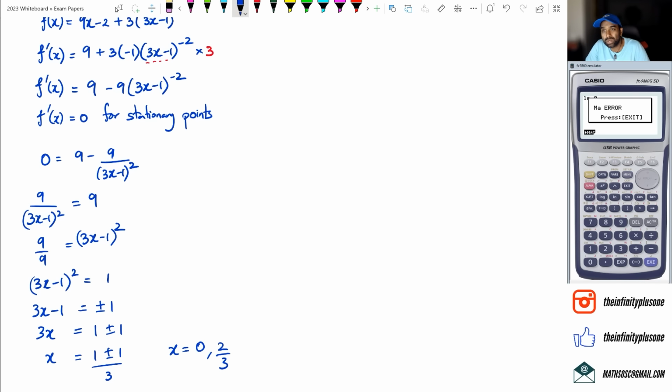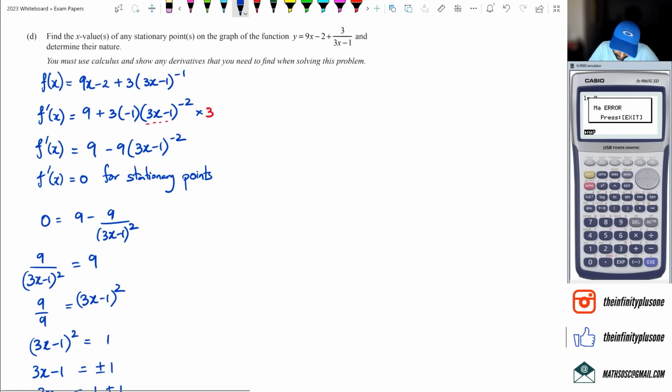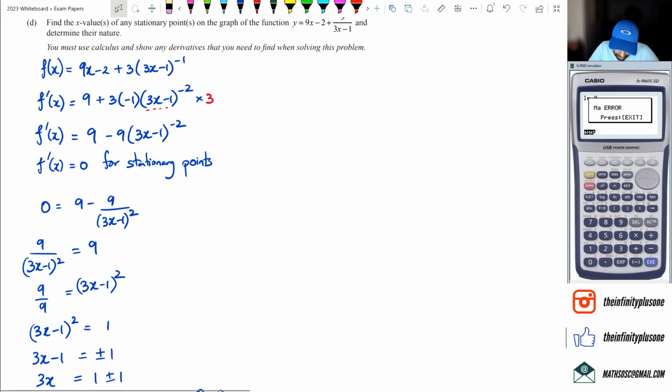Because 1 minus 1 is 0, and 0 over 3 is just 0. And then 1 plus 1 is 2, and then 2 over 3. Well, those are my two values, right? I got x equals 0 or x equals 2/3. Now, this is where these stationary points are, but I need to figure out which one is the maximum and which one is a minimum, and determine its nature.